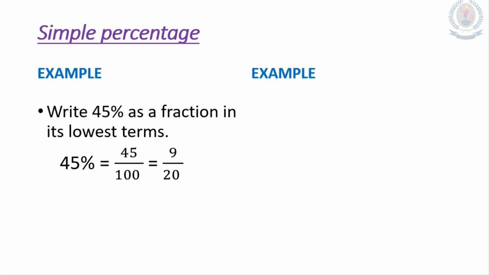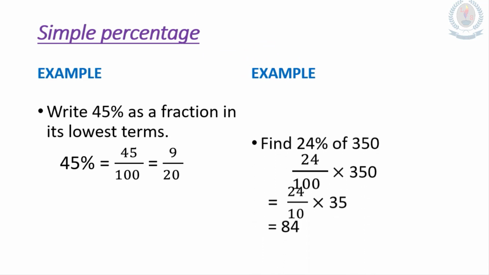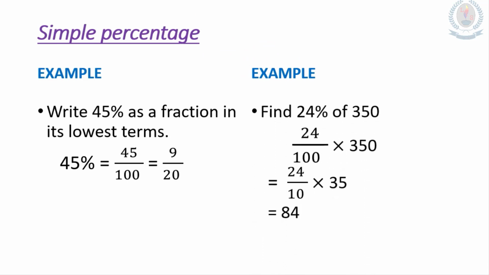Check the next example also. They asked to find 24% of 350. Here also you have to follow the same method. 24%, first we can write it as a fraction, 24 over 100. Multiply it by 350. After simplifying this, the final answer is 84.